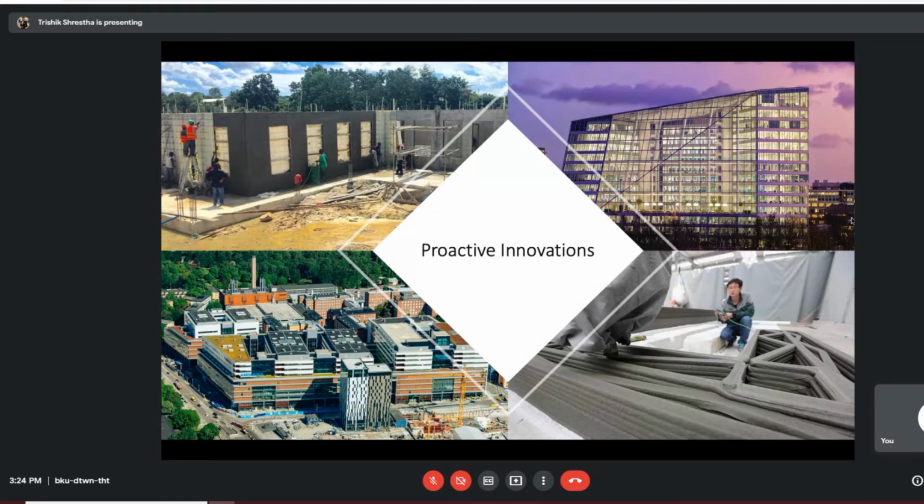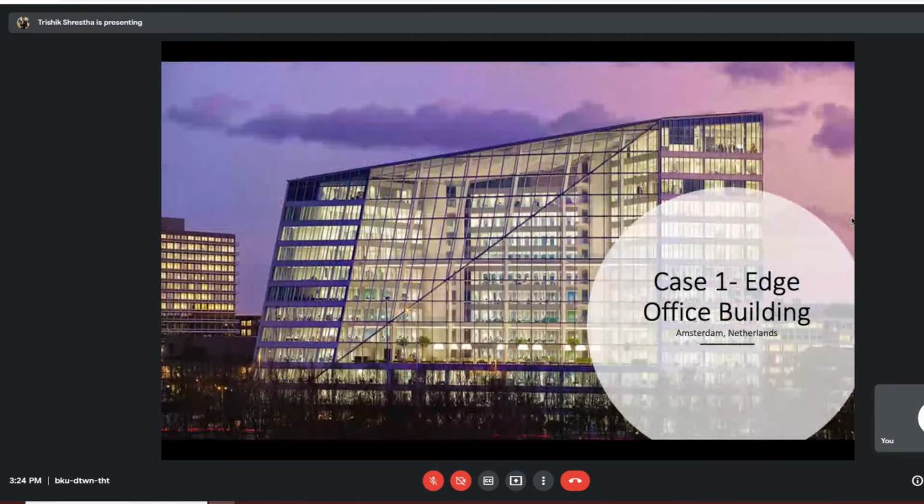The difference is that these international cases, these engineering marvels, are a result of proactive innovation. So there's a difference between proactive and reactive innovations. Proactive innovation is when someone wants to do something completely new, when they want to improve and they find new ways of doing it, they find new tools to do it. And if the tools and the ways are not available, then they combine what is possible to make things happen. That is proactive solution. This is what happens outside, right? The first case, the Edge office building.